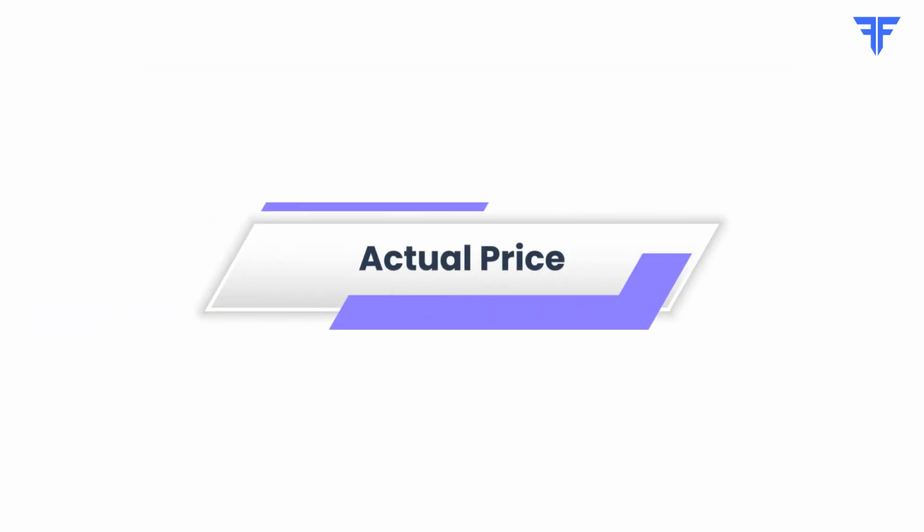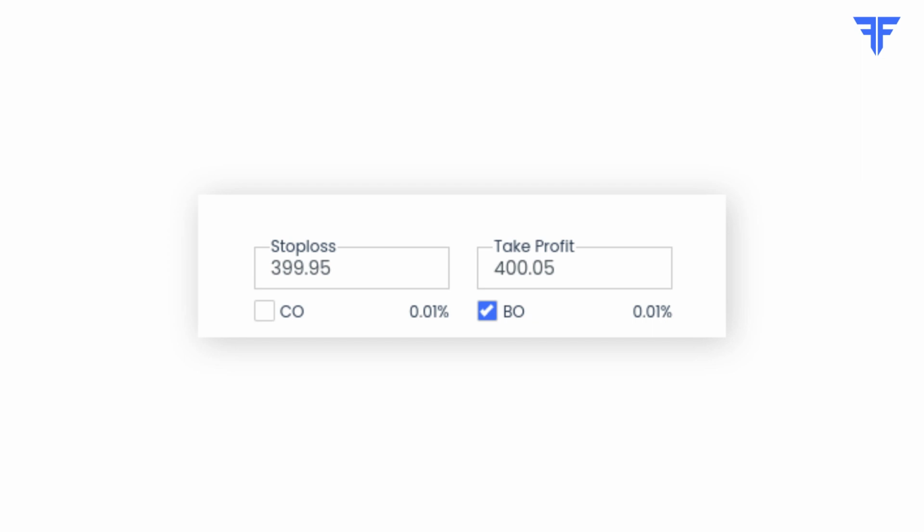Actual price. Actual price is the default type of the stop loss and take profit input field. In this type, user is allowed to enter the stop loss and take profit values in terms of actual values with respect to the last traded price.